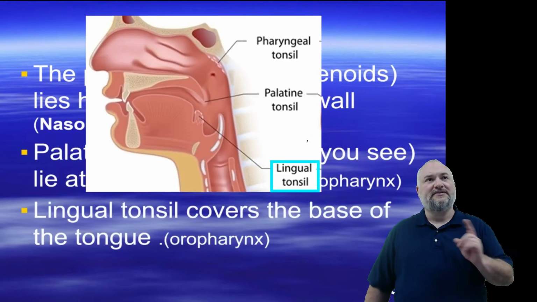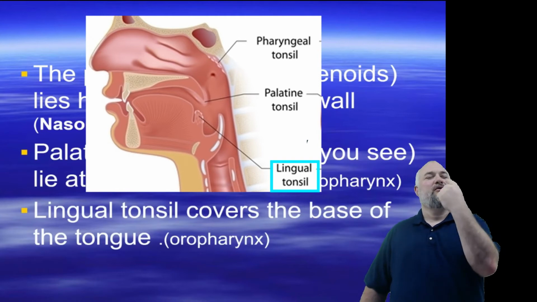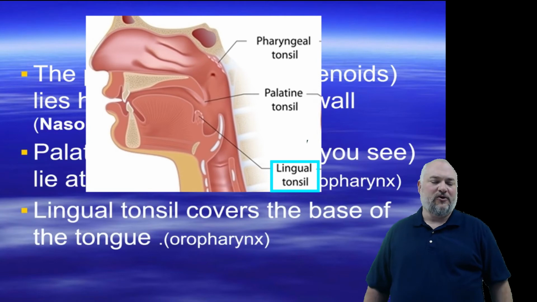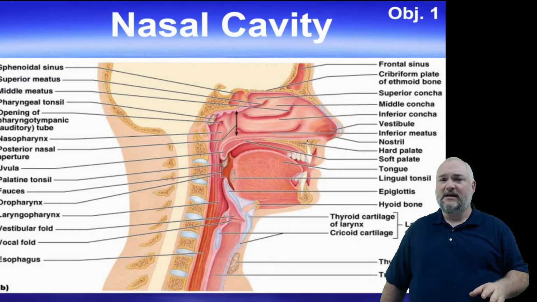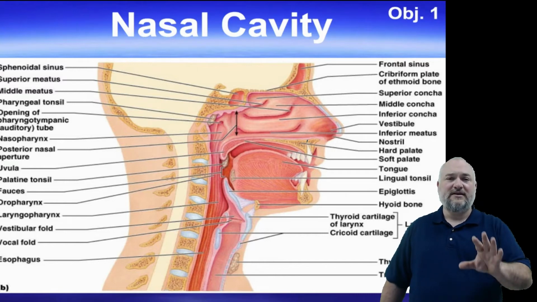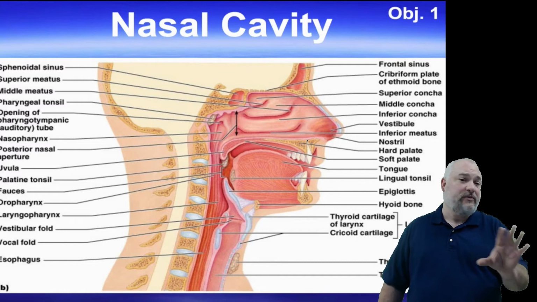And then the lingual tonsils, if you have long enough fingers and you can curve them around your tongue, they're just underneath and around behind your tongue as you go down in the oropharynx. Now, tonsils, remember from the immune system, they're basically immune system structures. They're designed to trap bacteria and viruses and get rid of them before it gets further in your body.